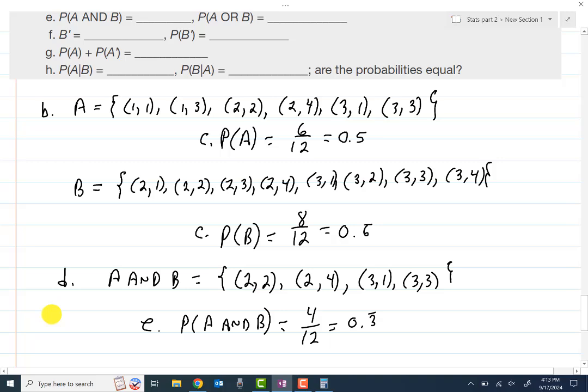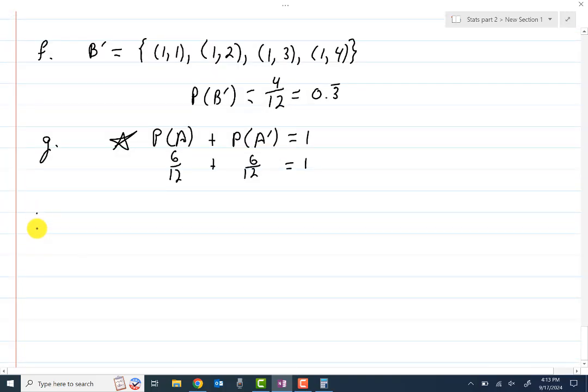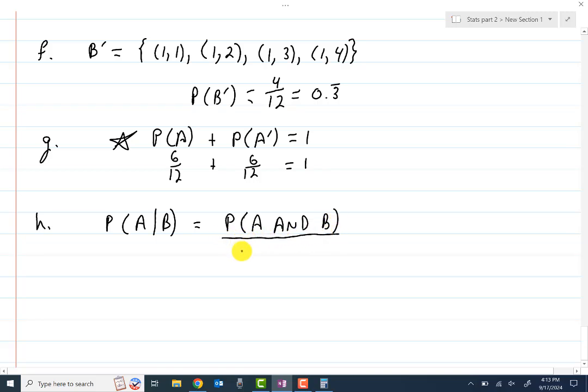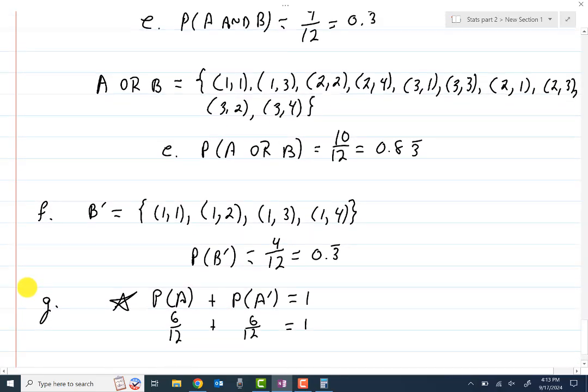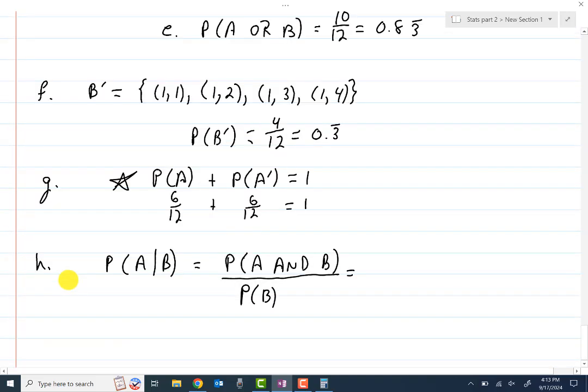And H, P(A|B) and P(B|A). So we're going to start with A given B. That's the probability of A and B divided by the probability of B. So let me see here. Where's my probabilities at? The probability of B is way up there. It's 0.6 with a bar over it.